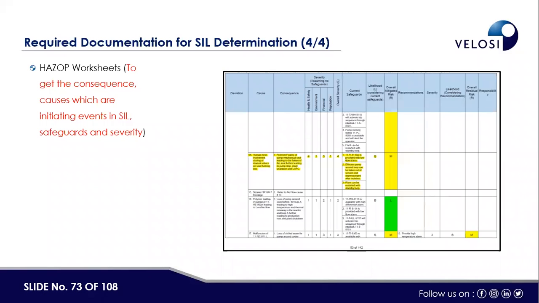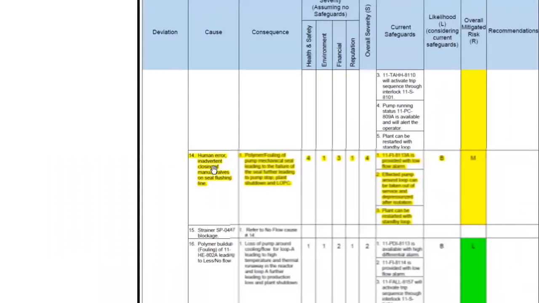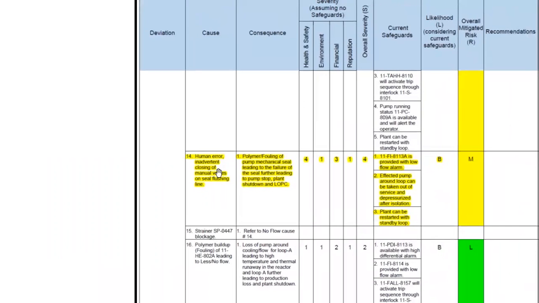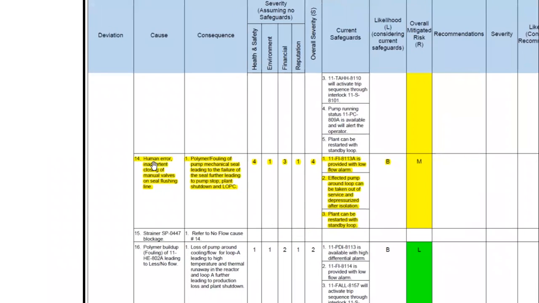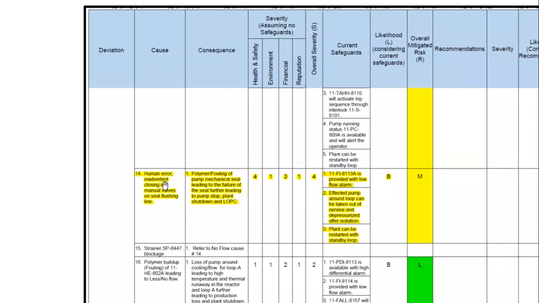And then out of this information, we will perform our LOPA exercise. This cause will be our initiating event in SIL. For example, this is a human error. This is a sample HAZOP worksheet. This is a human error: inadvertent closure of the manual valve on SIL flushing line. So human error has a certain initiating event frequency, occurrence per year.